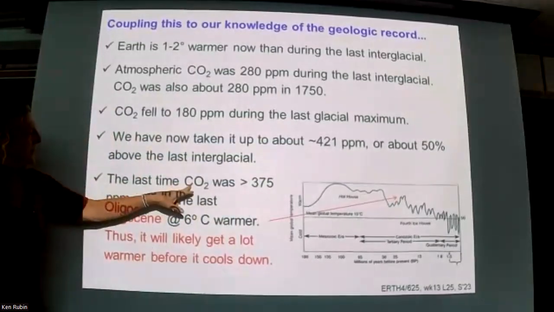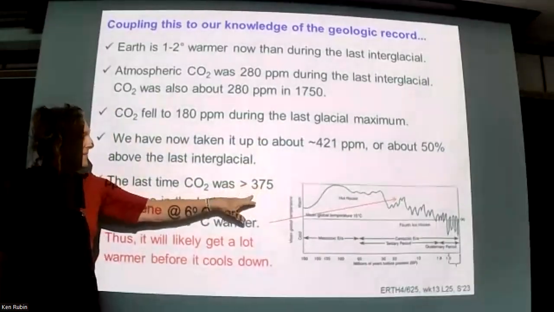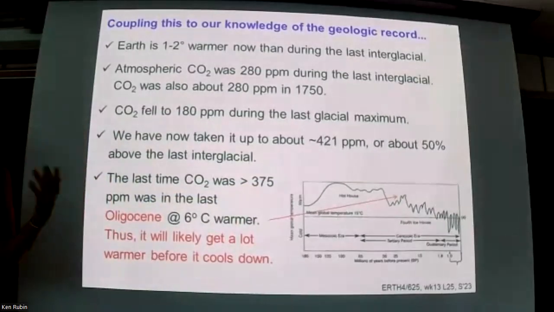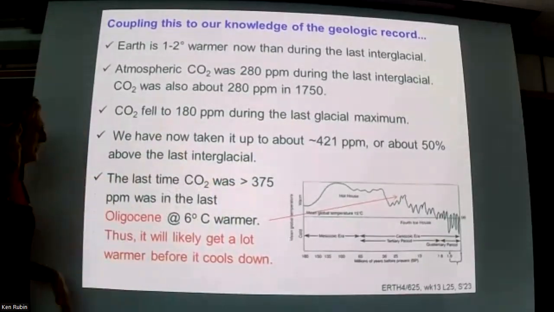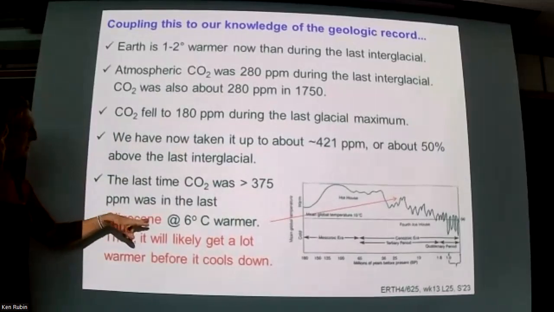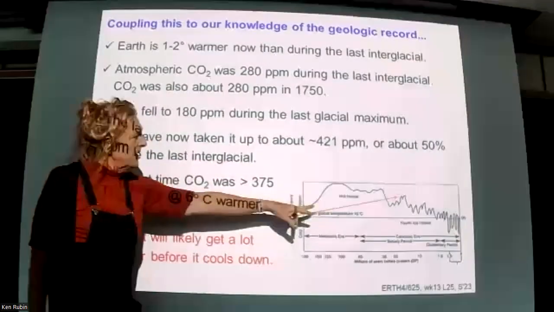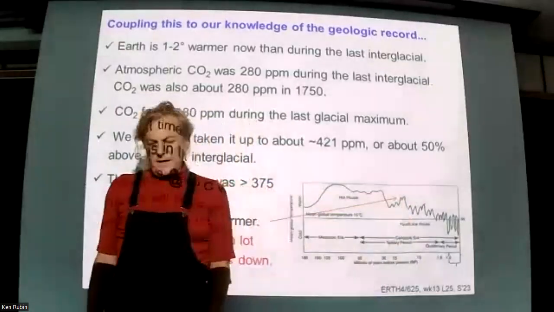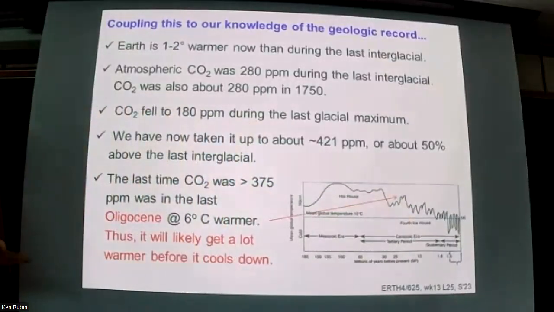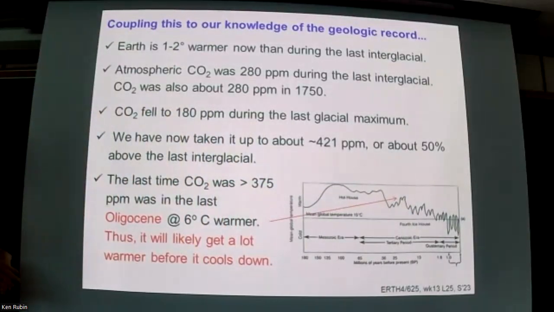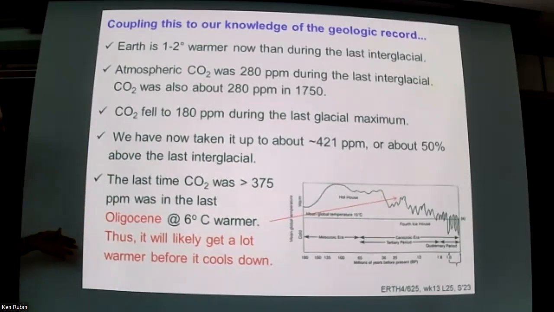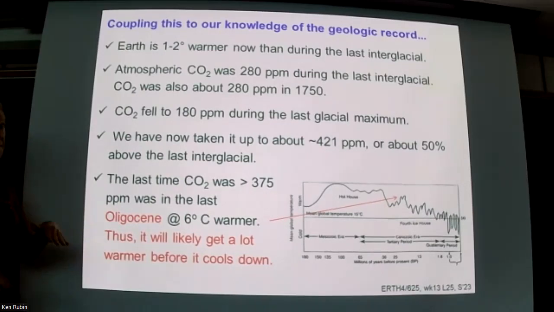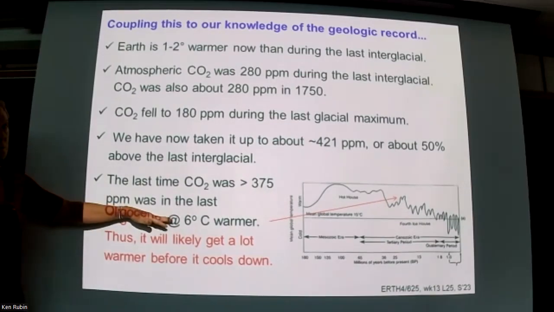The last time the carbon dioxide was over 375, which was like our value in about the year 2005 or 2006, was in the Oligocene, right, which is here, where we weren't really seeing as many climate wiggles and where Earth was 6 degrees warmer, okay? So presumably, in a fully functioning equilibrium sense, if our carbon load in the atmosphere would stop here, this is where we'll end up.